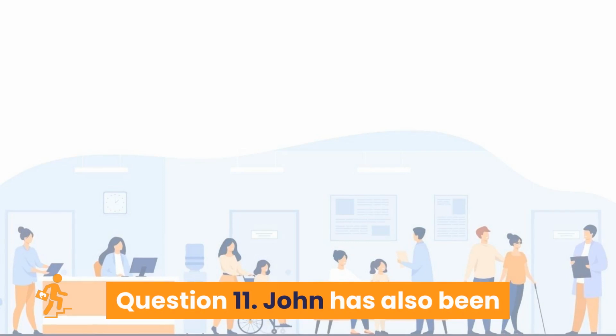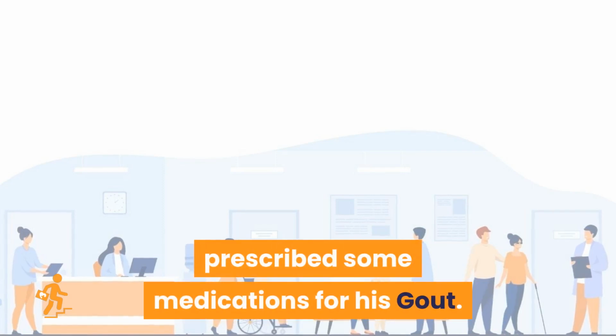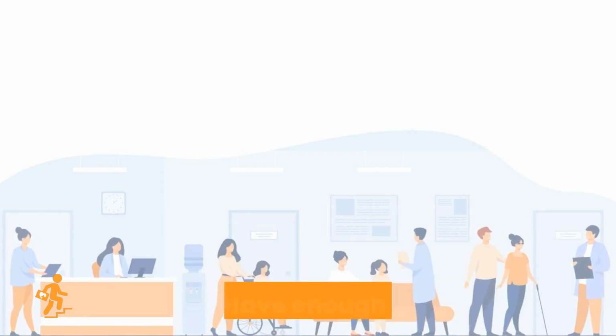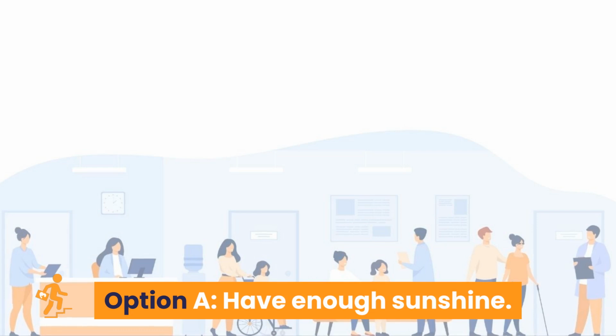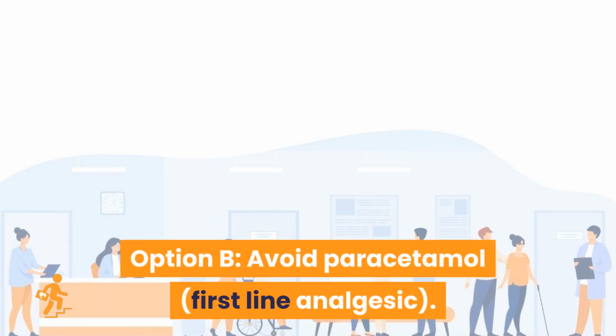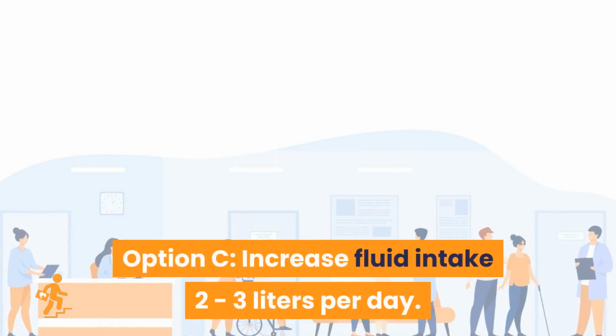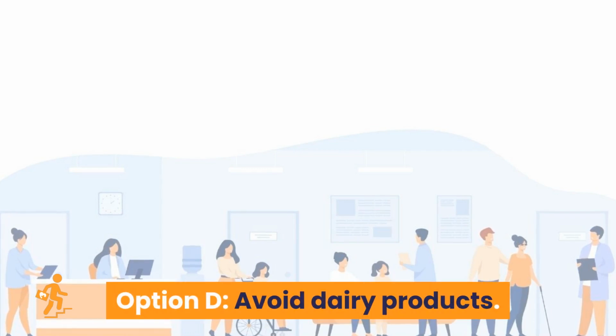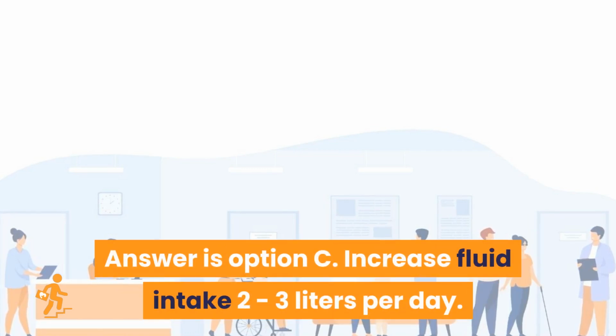Question 11. John has also been prescribed some medications for his gout. Which of the following health teaching will you advise him to do? Option A, have enough sunshine. Option B, avoid paracetamol, first-line analgesic. Option C, increase fluid intake 2 to 3 liters per day. Option D, avoid dairy products. Answer is option C. Increase fluid intake 2 to 3 liters per day.